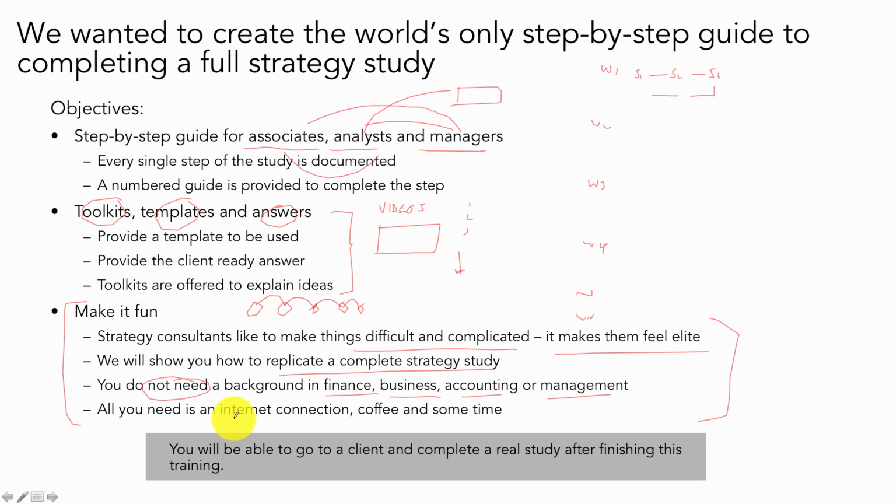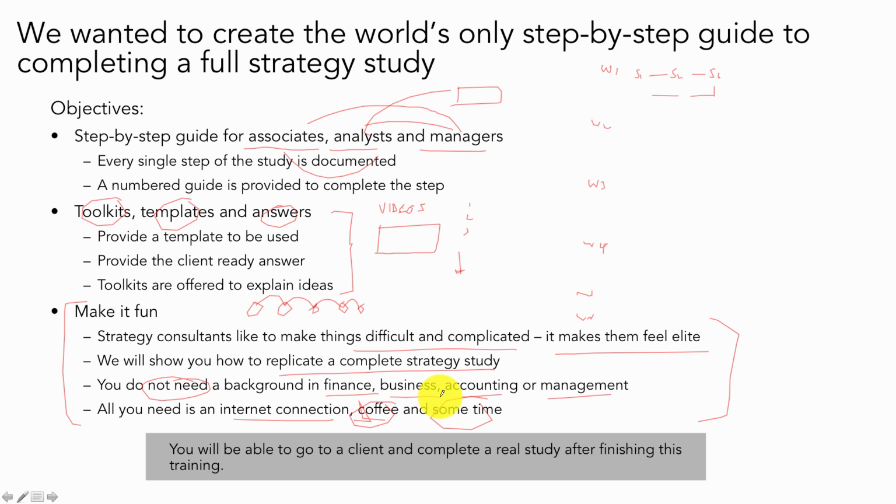All we want is you need to have an internet connection to watch the videos and access the PowerPoints, coffee, because there's a lot of this stuff, and quite a lot of time as well. And we'd recommend that you maybe set this out as a, if you have time every day, you can set this out as a 1-month project. You can say, okay, in 1 month, I want to learn how to do a strategy study. Or you can say in 2 months, right? Because this is laid out to be a 5-week study.